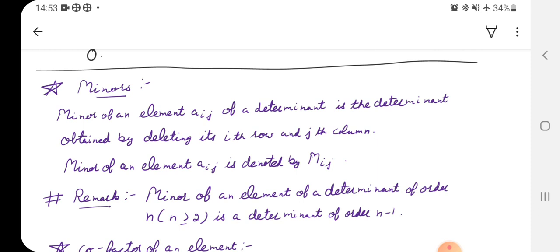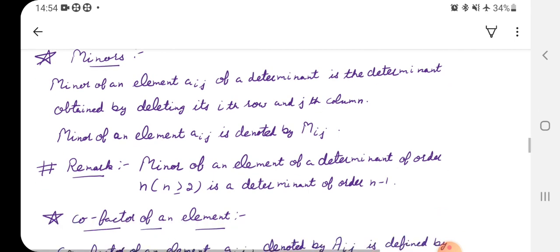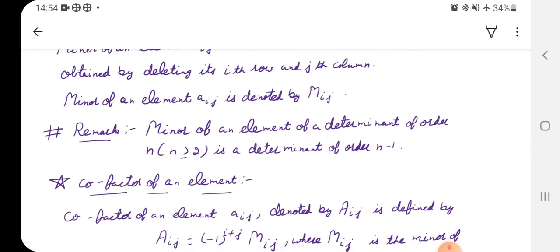Now what to do? If we have to obtain the minor of aij, just remove the ith row and jth column. Whatever matrix you will be left out with, find its determinant, you will get the minor of that element, that is aij. So minor of an element aij is denoted by Mij, right? Now a remark on this. They said minor of an element of a determinant of order n is the determinant of order n minus 1. Yes, of course it is.